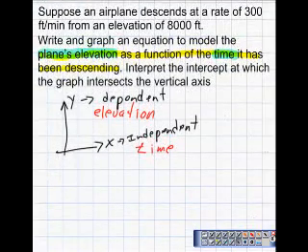Key numbers from this problem: 300 feet per minute and 8,000 feet. It descends at a rate of 300 feet per minute. That's going to be our slope. That's going to be our change. If you keep in mind the definition of slope, it is the change in y values over the change in x values. Thus, the change in elevation over the change in time. The 300 feet per minute is going to be our slope.